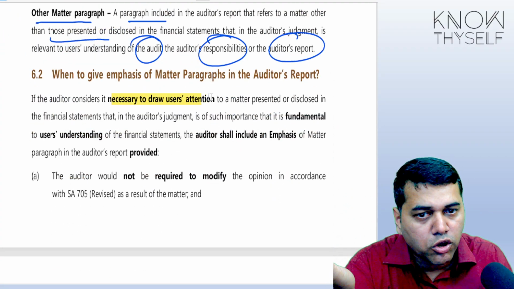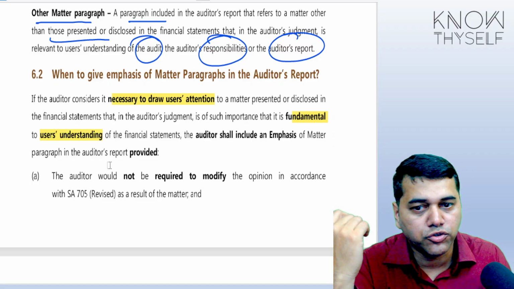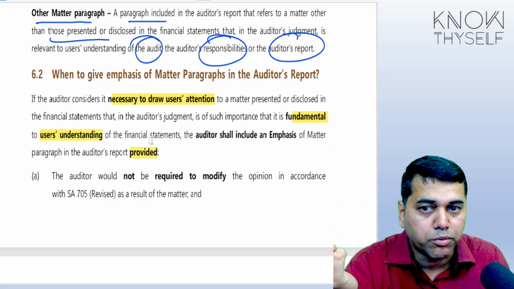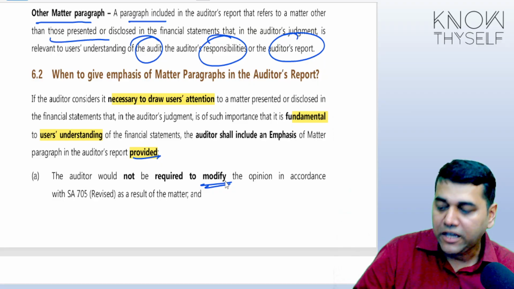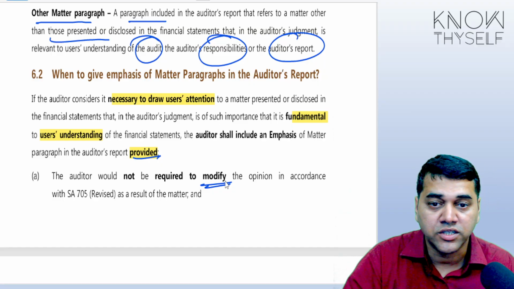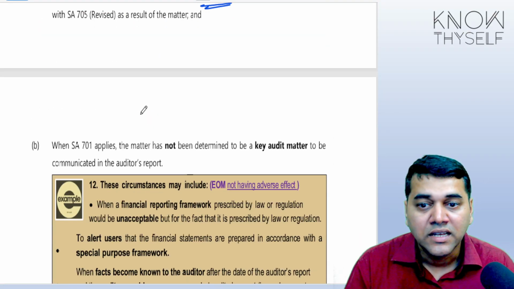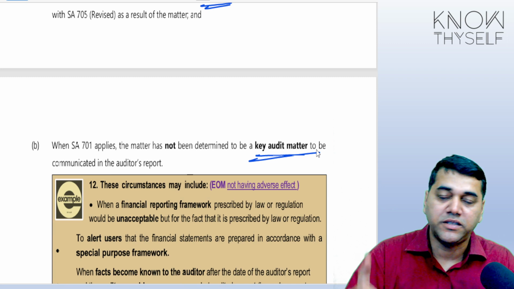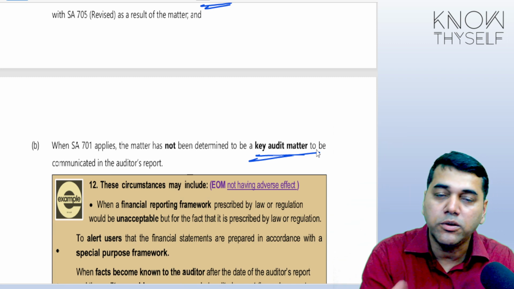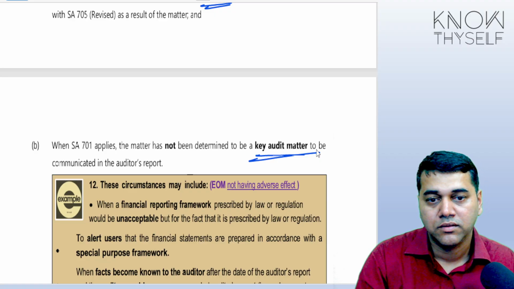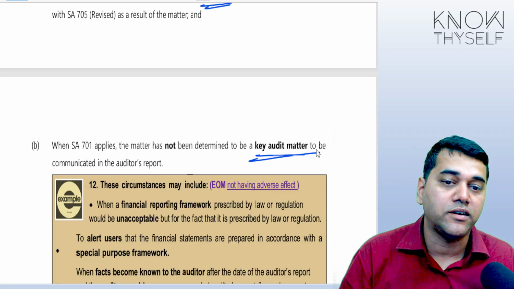Now, when to give an emphasis of matter paragraph? Simple. When you want to draw the user's attention to fundamental matters, then you should give it. Provided, very importantly, you are not required to modify. Just like they said, key audit matter is not a substitute for modification. Emphasis of matter is also not a substitute for modification. Second, it is not a key audit matter. That means if something is going to be a key audit matter, then it should be disclosed as a key audit matter only. Don't bring it as an emphasis of matter. Because by its very nature, key audit matters are more important than emphasis of matter.